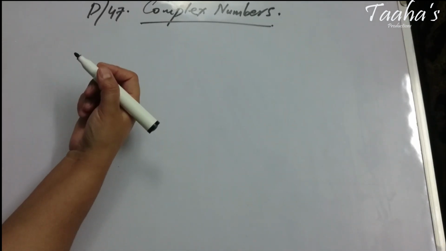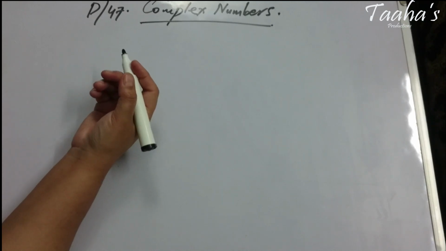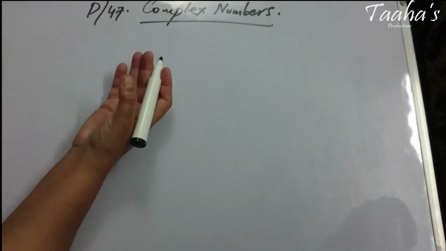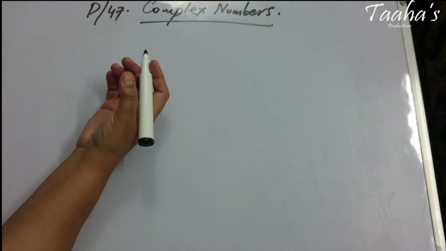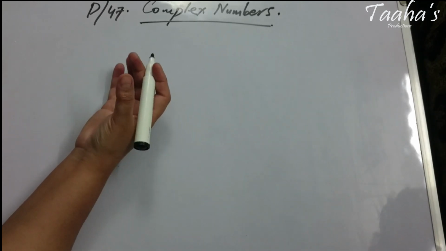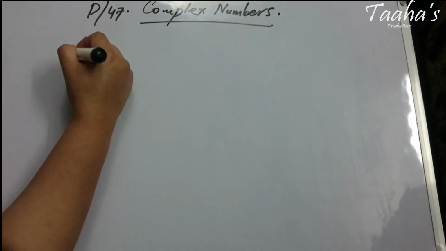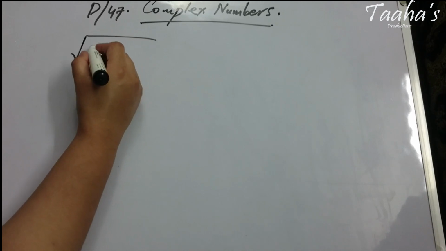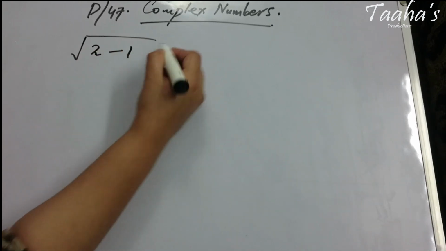First, I have to tell you its history: why scientists needed to introduce these numbers in mathematics. Okay, girls, I start with square roots of some numbers. I am taking the square root of two pairs of numbers. First number is 2 minus 1.